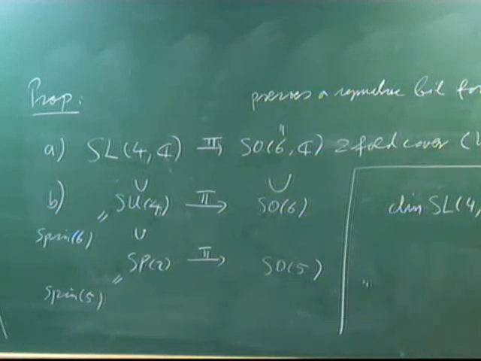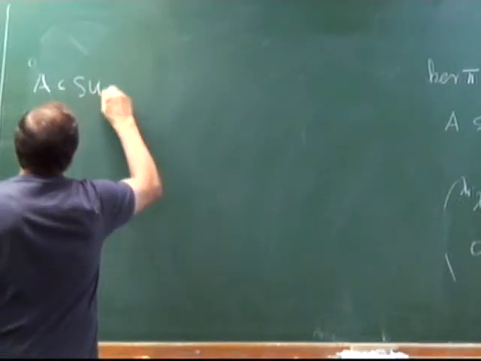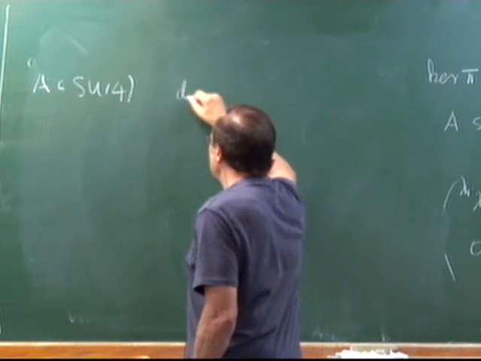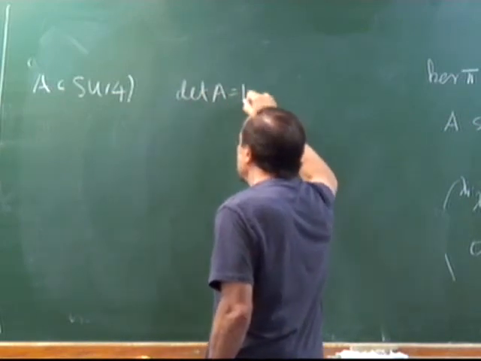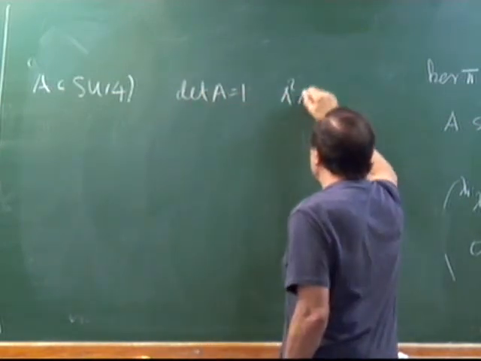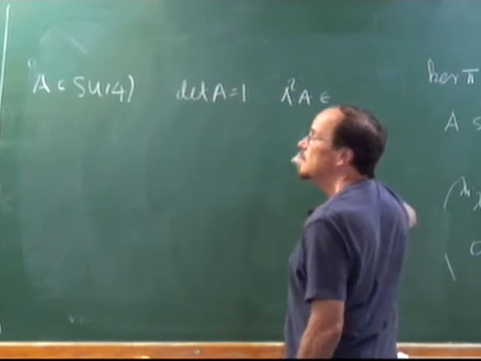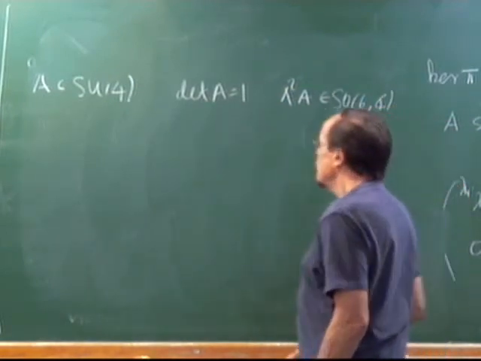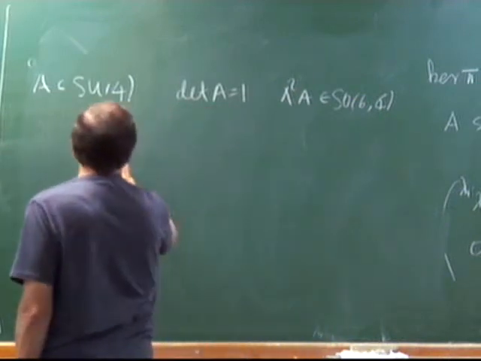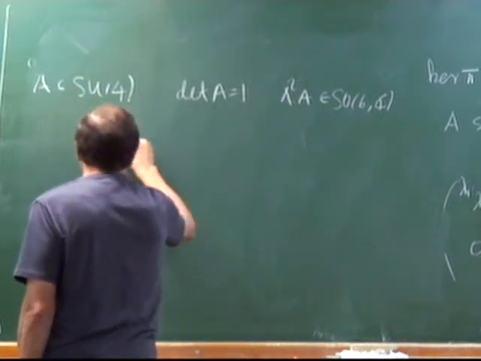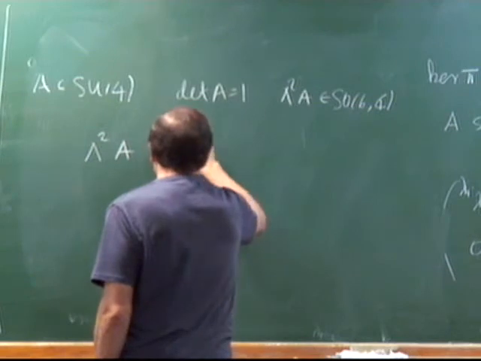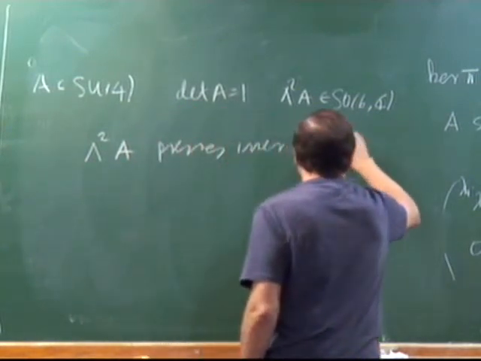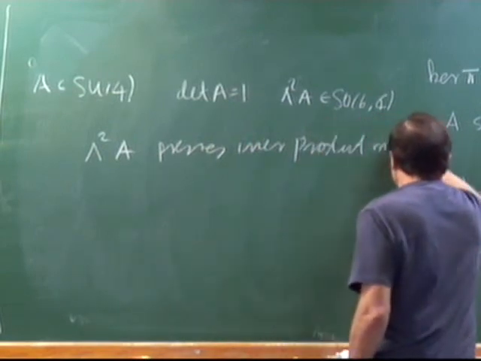Also, if A lies in SU4, I know two things. So that determinant of A is equal to 1. So it means that lambda 2A, of course, lies in SO6C, where we saw that. And because it preserves the Hermitian inner product, it means that lambda 2A preserves the inner product on lambda 2C4.